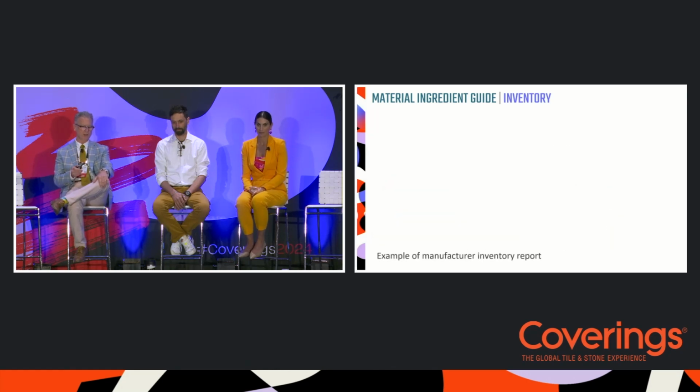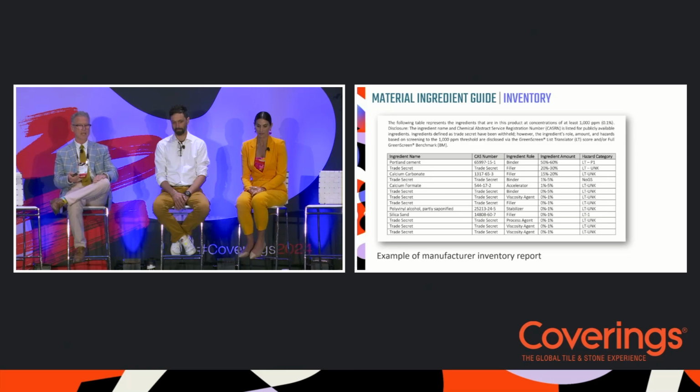So if you take a look at the Material Ingredient Guide, or step back, let's take a look at a manufacturer inventory report. And I'm not going to tell you whose report this is, but this is a report of a setting material manufacturer, and they are disclosing all of the ingredients, well, most of the ingredients. Some of them they say it's a trade secret, and that's fine.